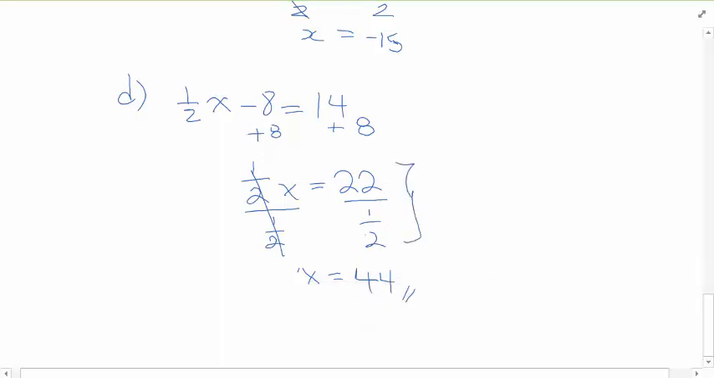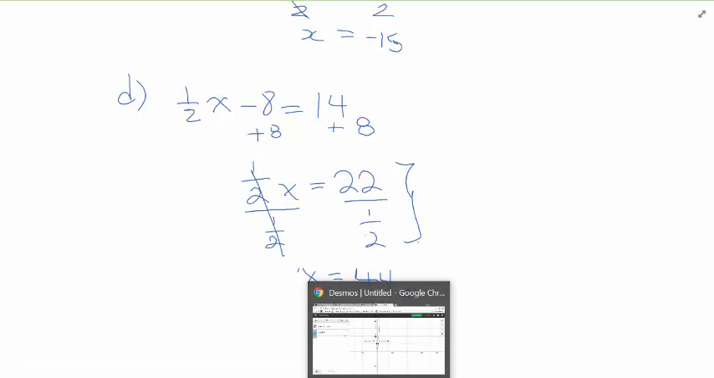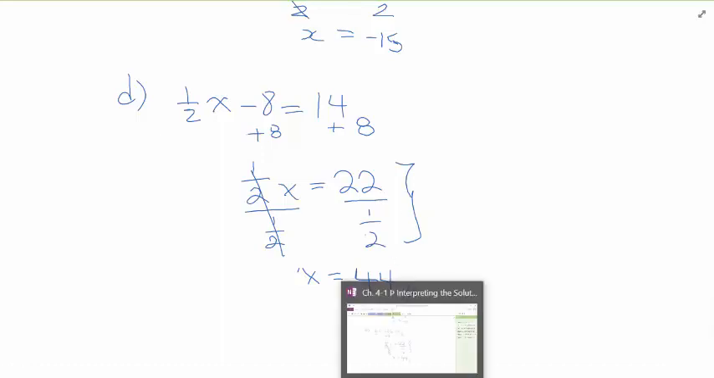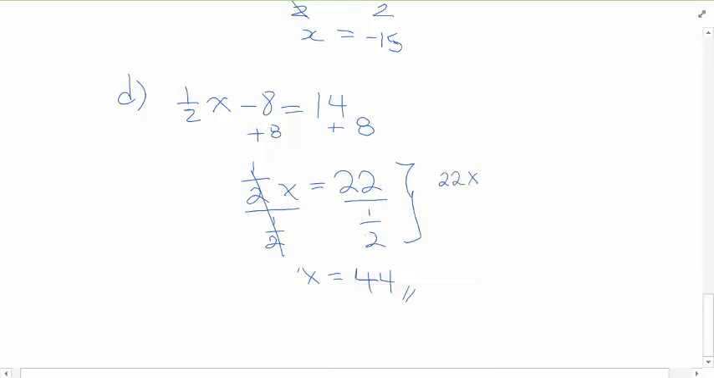How would you do this if it's a fraction? What did I say? Dividing by a fraction is the same thing as what? Multiplying by the reciprocal, right? So it's really 22 times what? 2 over 1. And 22 times 2 is 44. Do you get it? Okay, so if you don't want to use your calculator, this is what you do. You flip the fraction and it becomes multiplication. Good? Here's another way to do it.